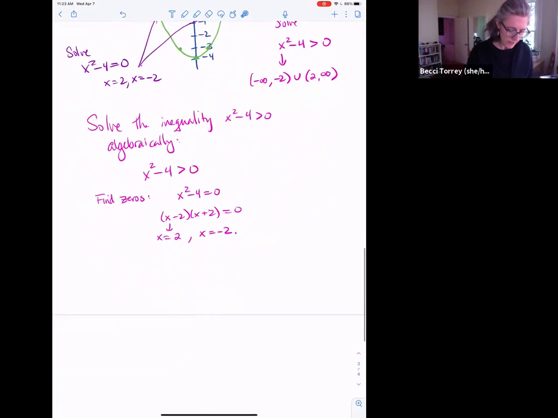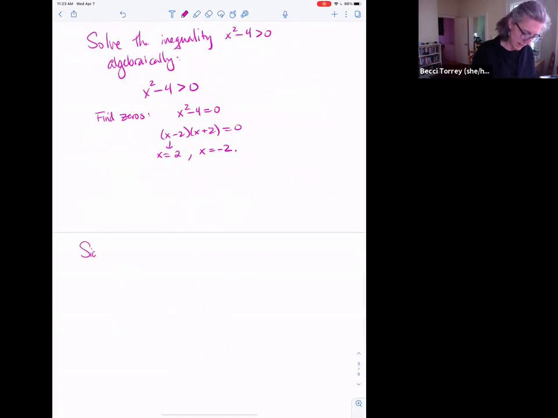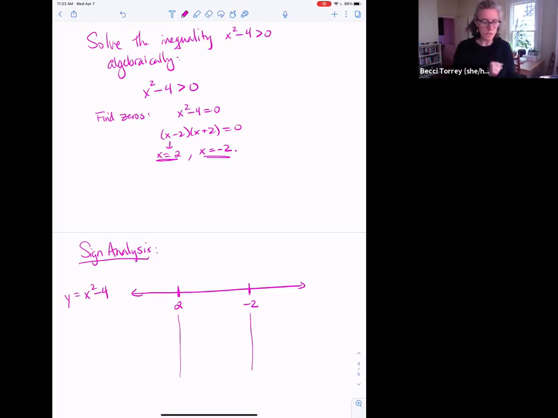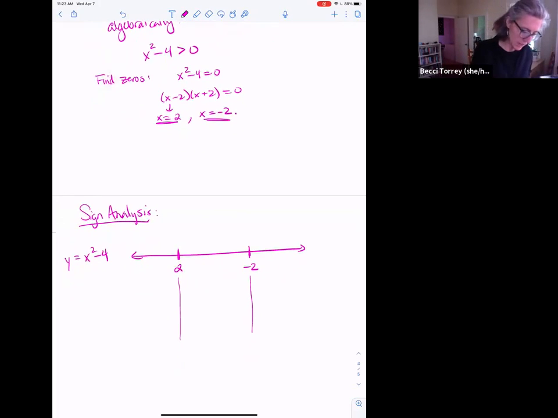So what we do in the next step is we set up a number line. We do something called sign analysis, where we set up a number line and we mark off the places where we know our function is equal to 0, x equals 2 and x equals minus 2. Our function y equals x squared minus 4 is equal to 0 at those two places, and those are the only places where it can switch from positive to negative or negative to positive. And so what you can do is just test a single point in between or on the other sides.